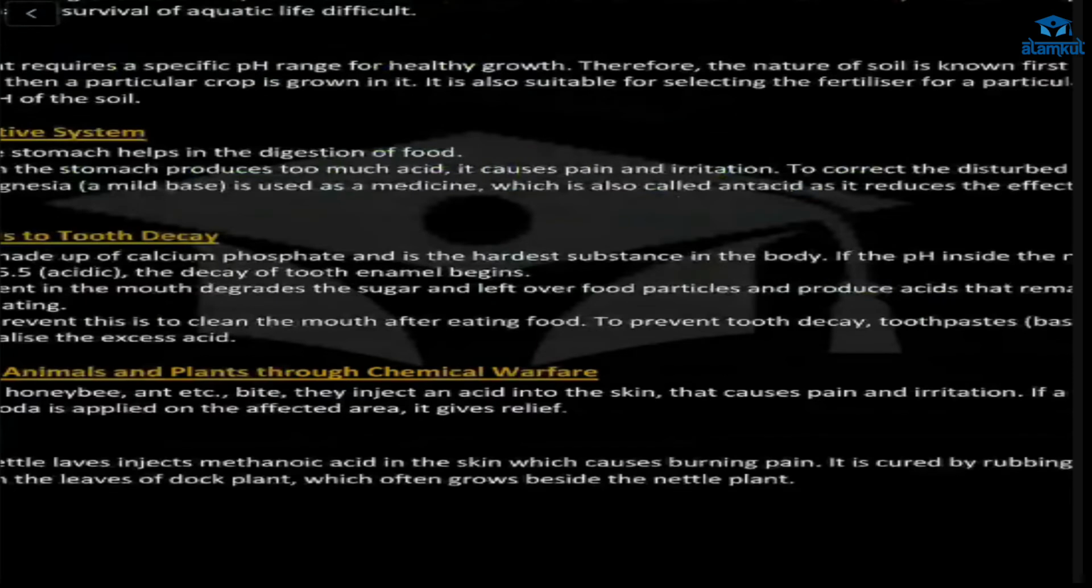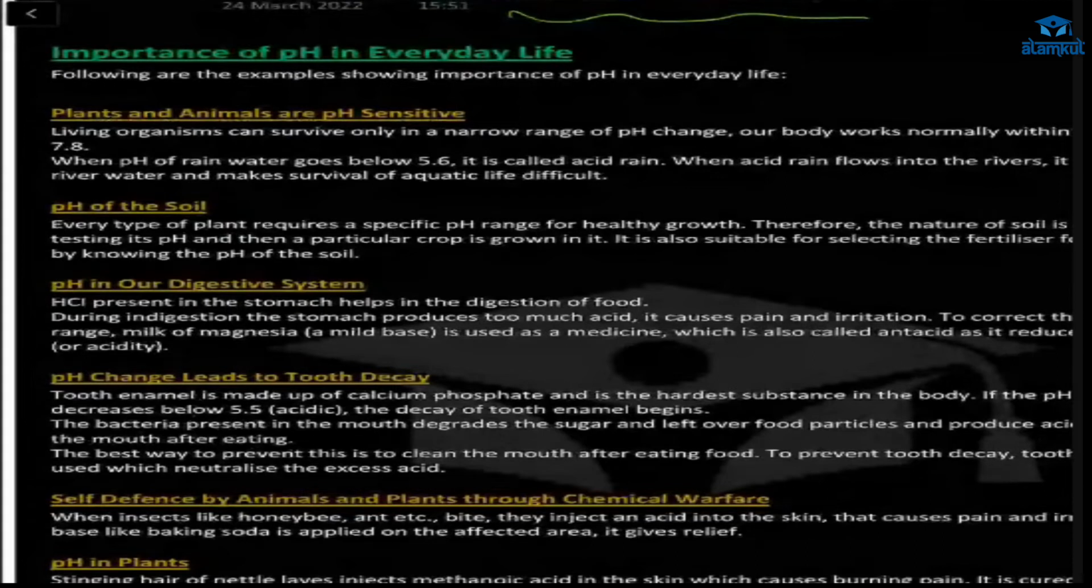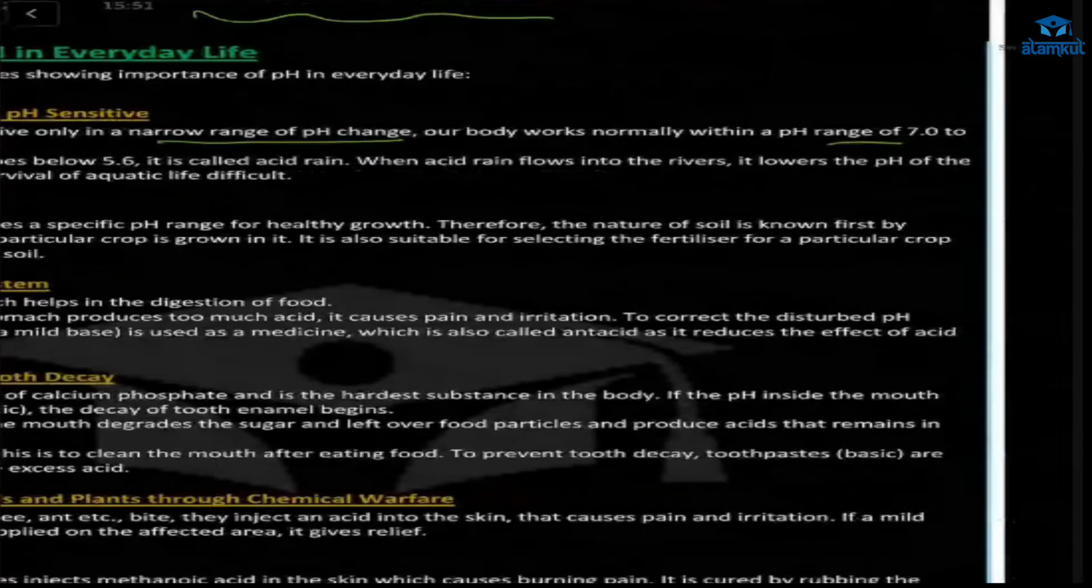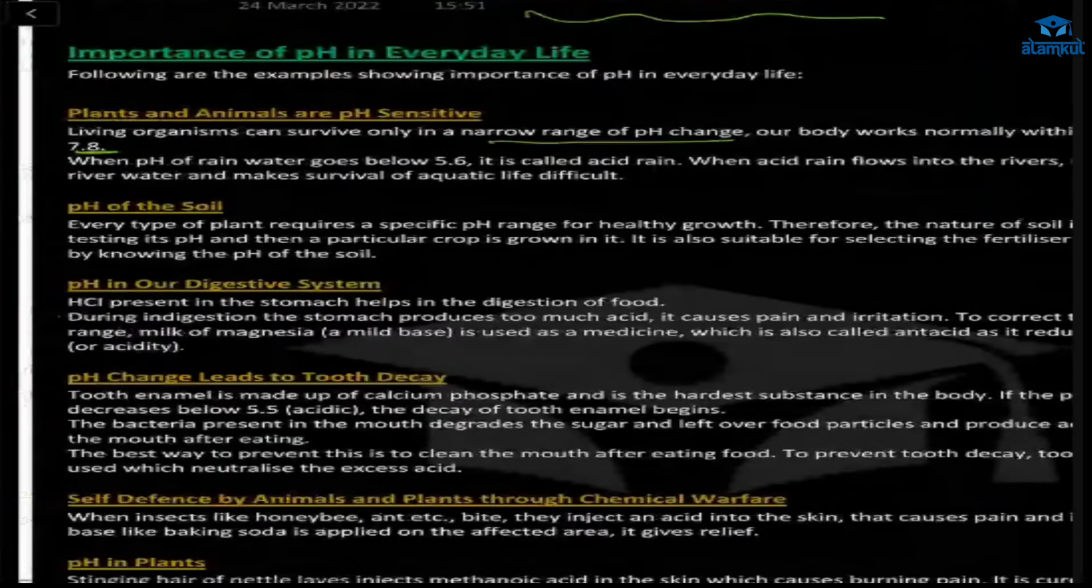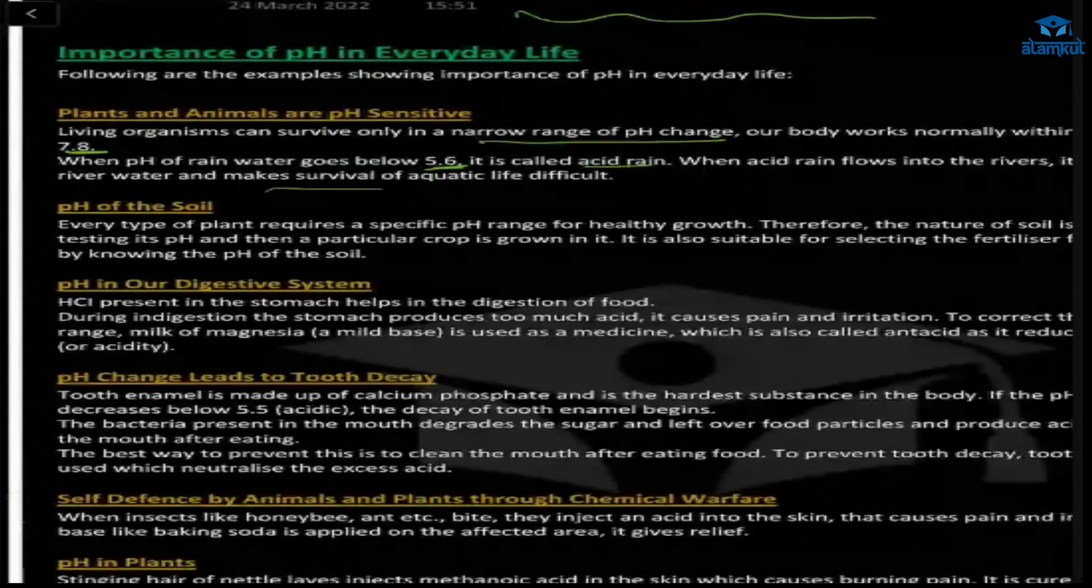Now, see here. Plants and animals are pH sensitive. Living organisms can survive only within a narrow range of pH change. It means the body works normally within a pH range of 7.0 to 7.8. Our body is more basic in nature. When the pH of rainwater goes below that, it's called acid rain. Very easy. And when acid rain flows into the rivers, it lowers the pH value of the river and makes survival of aquatic life difficult, because that rain is acidic in nature and acid is harmful for living organisms.